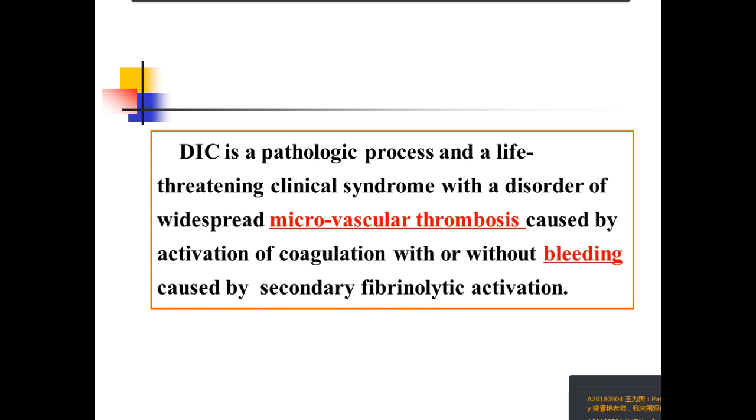Now during the DIC, first form microthrombus, and next coagulation function decreases. The fibrinolytic system is activated, so coagulation function decreases more, and bleeding happens. So during DIC, it is not only coagulation function increase, not only anticoagulation function decrease. Now during the DIC, coagulation function first increases and next decreases. So first form clot and next bleeding happens.